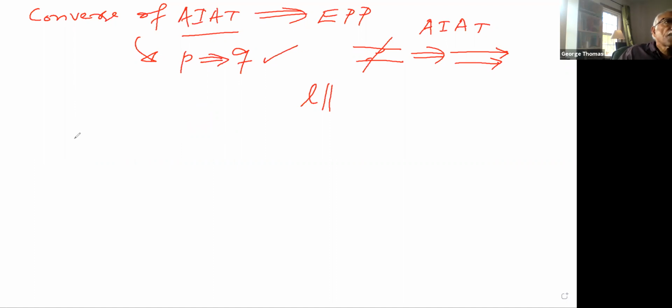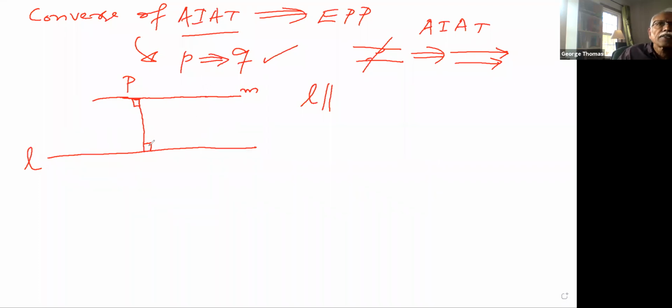Hold on. What we need to prove is, given a line L and a point P, we have to show that there is only one parallel through P. So first, it looks like this, I think. Let us drop a perpendicular. Then let us construct another perpendicular here. Now let's call this M. We have to show that there is no other line through P that is parallel to L. Is that right?